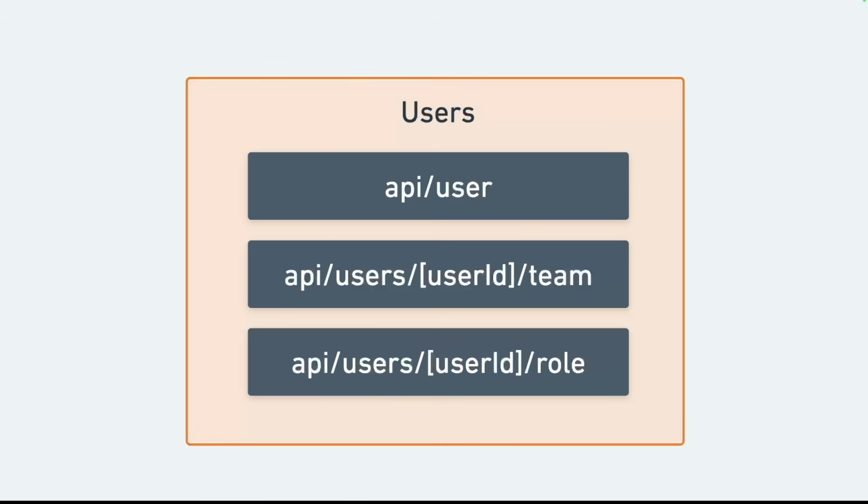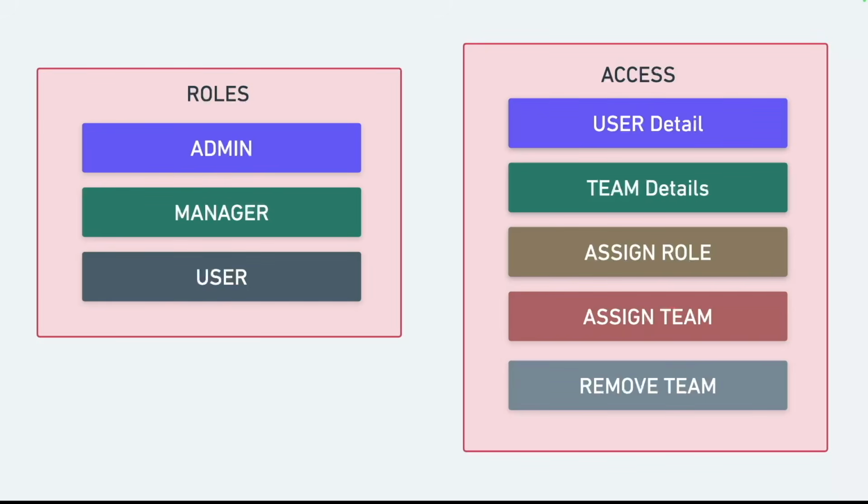So let's say the user was having a role as user, but now this employee has been promoted to a manager, so you need to change his role to manager. Now these are the roles we are going to have in our application. We will be having the admin role, manager role, and the user role. And these are some of the accesses which we will have, like the user details, team details, assign role, assign a team, and remove team.